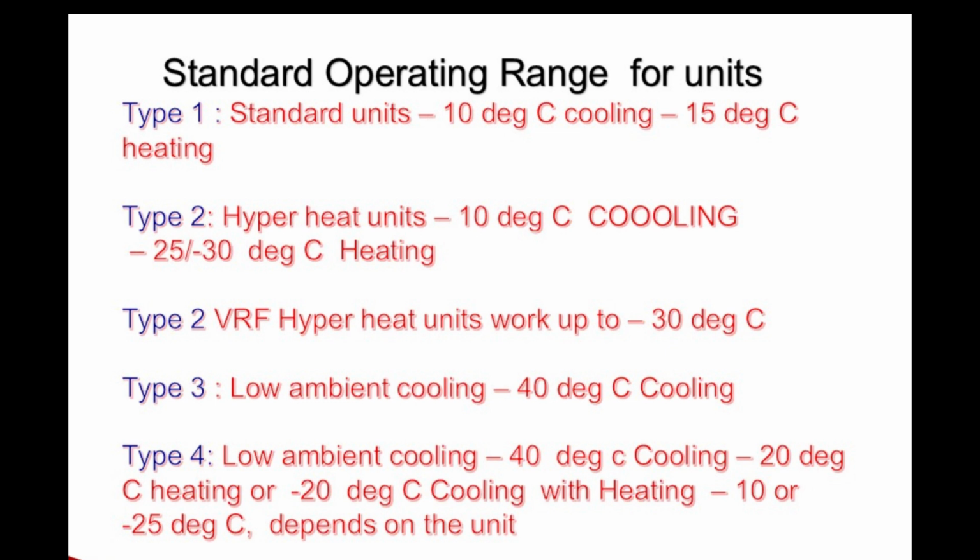Type 4. Low ambient cooling with heating. This is similar to the previous type, but these units are also capable of heating. The typical cooling operating range can be down to minus 18 degrees Celsius, while the heating operation range can go as low as minus 25 degrees Celsius. This is a complex situation and needs to be addressed case by case.